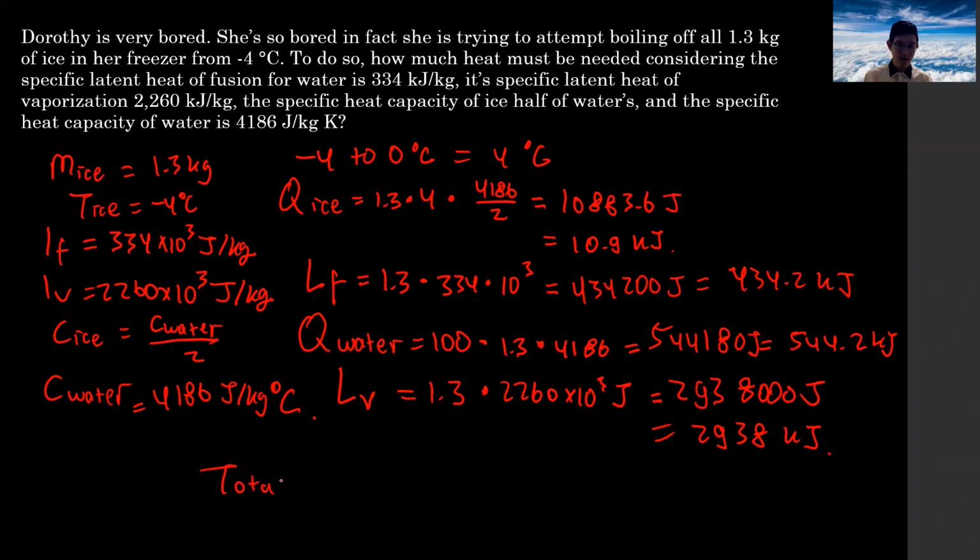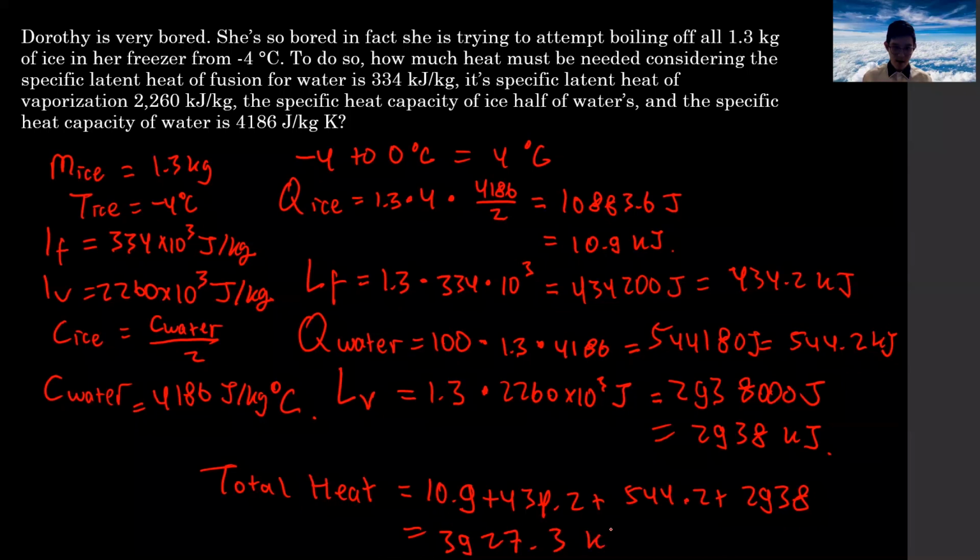Adding that together, the total heat needed to turn -4 degrees ice and boil it all into gas is first 10.9 plus 434.2 plus 544.2 plus 2938, which the total is 3927.3 kilojoules. So that's our final answer.